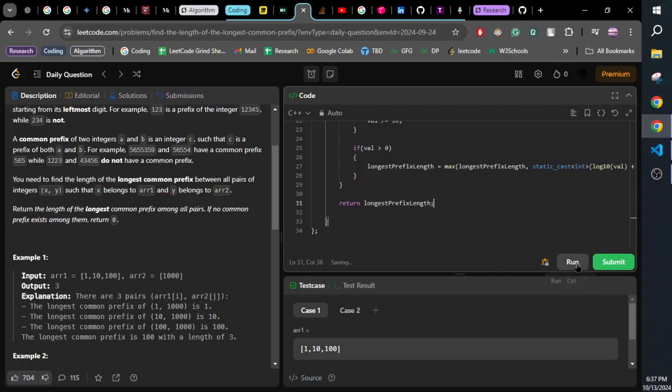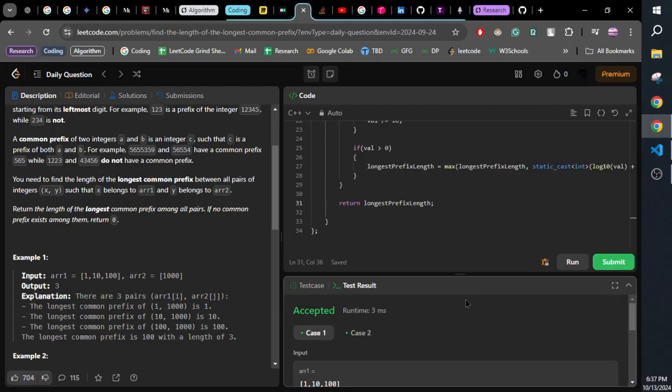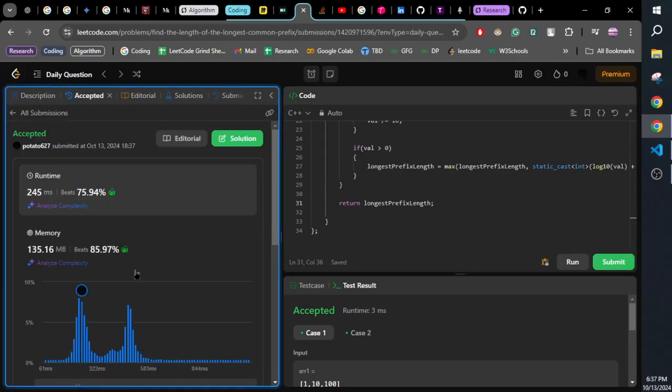Right, let's run this code and, yeah, it is accepted. Let's submit it. It is submitted. It's 85.97%.